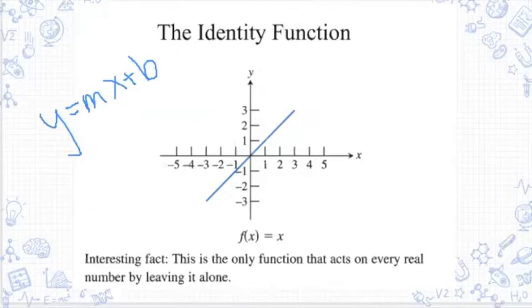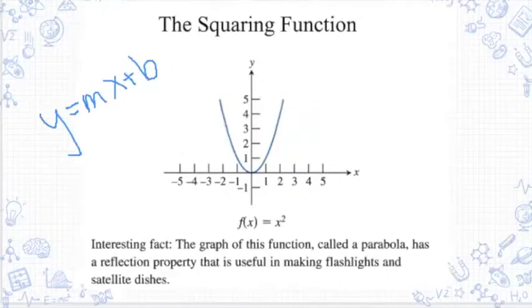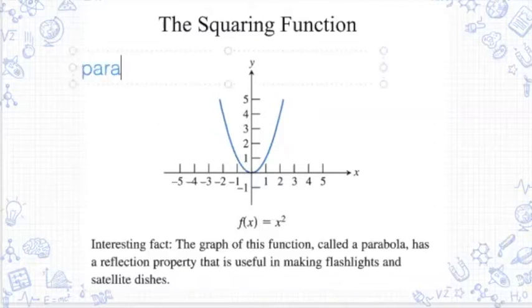For the second function that we'll be looking at in this class, that is the squaring function. And the squaring function should look familiar. It is a parabola, x squared. So when we're looking at this function, you should be able to call it by its name, a parabola. And then again, similar to the identity function, this is what we will call the parent function, the most basic form of a quadratic function. So this is a parabola. You should also know that it's called quadratic.